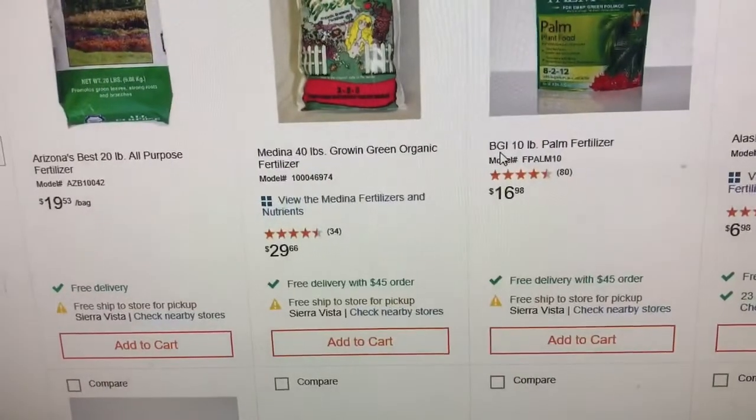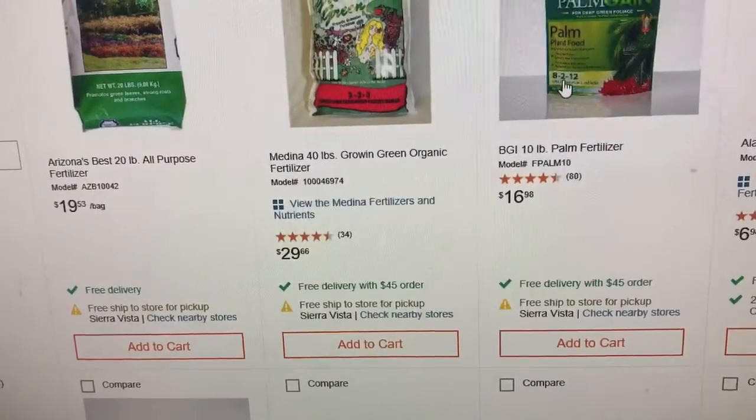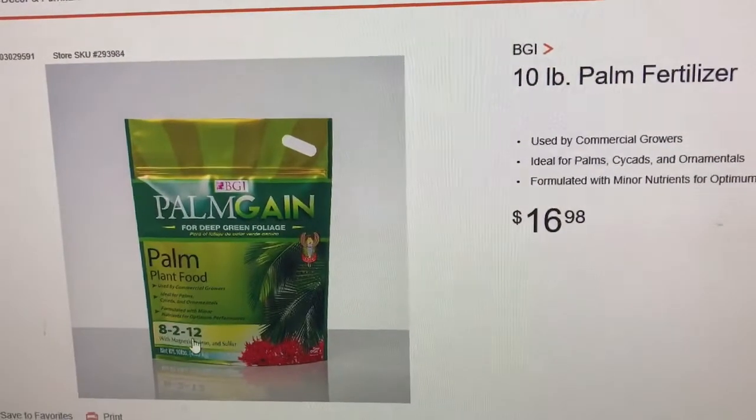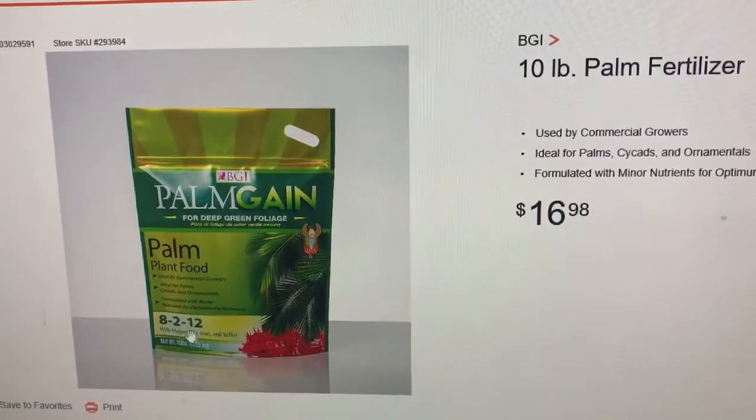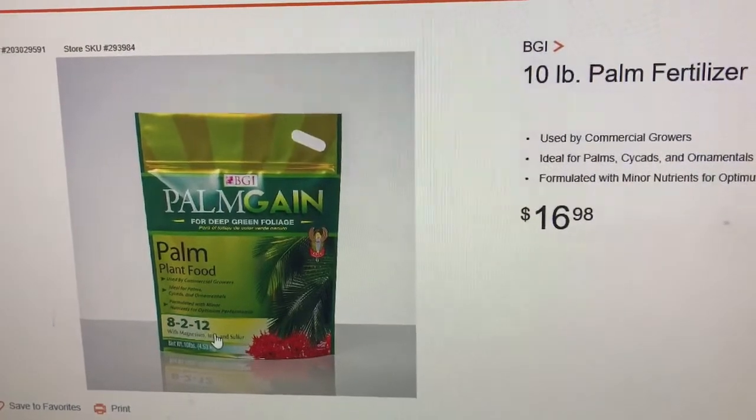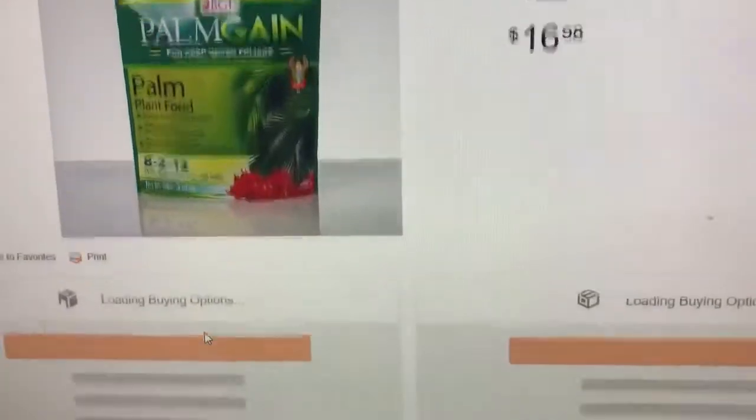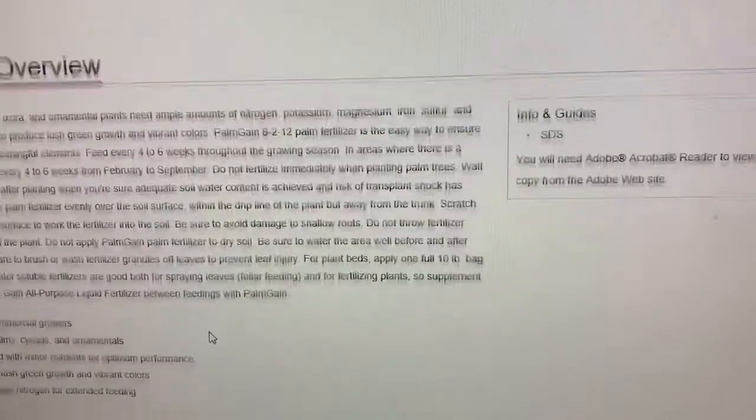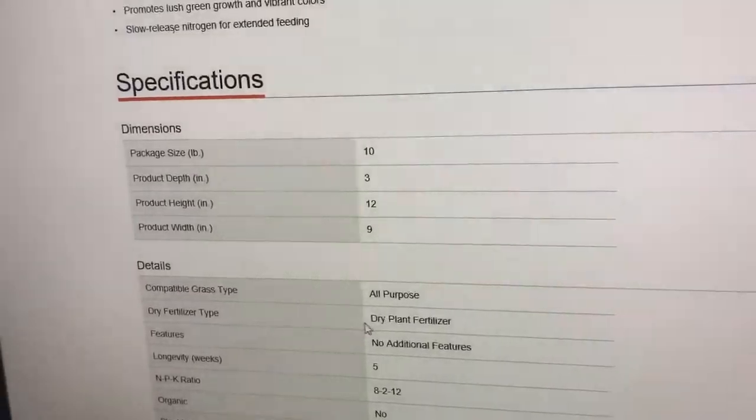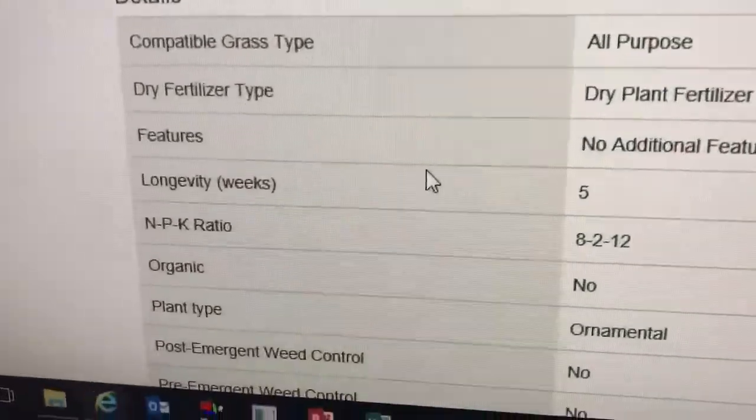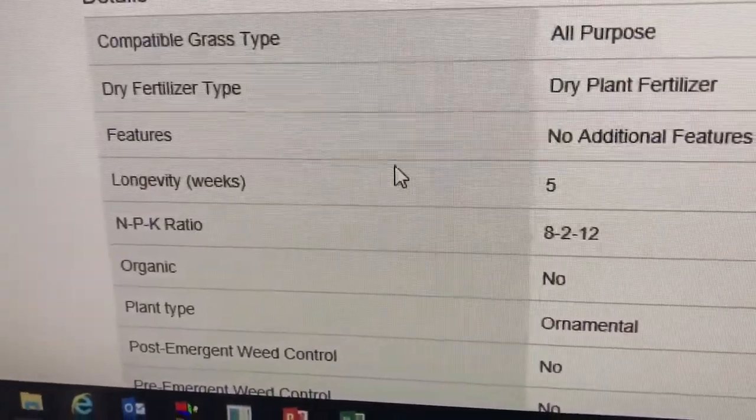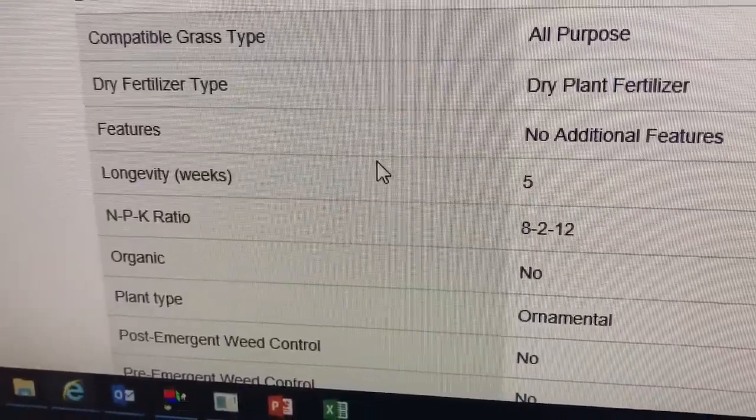I need me some fertilizer. Hmm. 8 to 12. What does that mean? Product overview, specifications. NPK ratio. What is NPK?